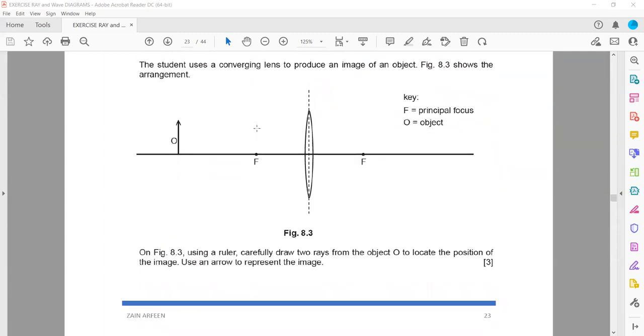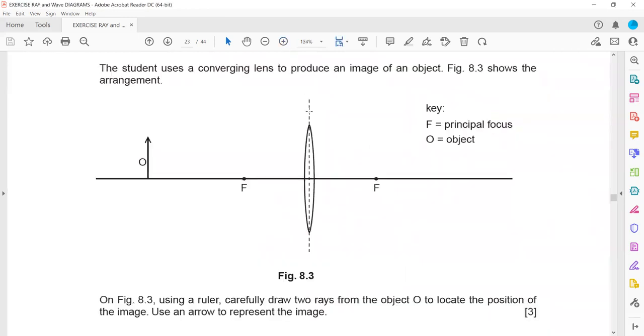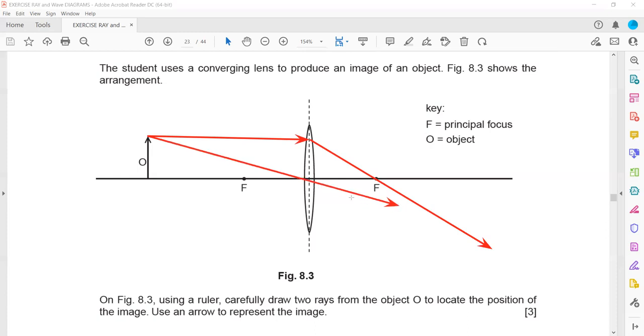Another question related to the lens. A student used a converging lens to produce an image of an object. Figure 8.3 shows this. Using a ruler, carefully draw two rays from the object to locate the position of the image, and use an arrow to represent the image. So first, the parallel light ray from the tip of the object will pass through the focus. One from the tip of the object through the center of the lens will pass straight. The point where the two light rays intersect or meet is the position of the image.